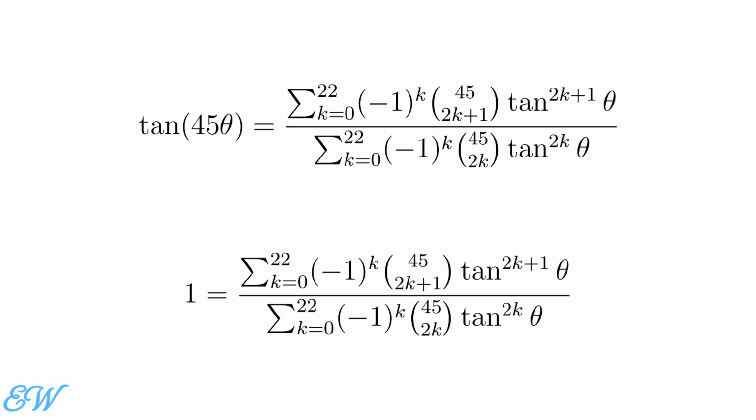Now we can use binomial theorem to rewrite tan of 45 theta. So this is what comes out. From k is equal to 0 to k is equal to 22, the function negative 1 to the power k times 45 choose 2k plus 1 times tan to the power of 2k plus 1 theta, over from k is equal to 0 to k is equal to 22 of the function negative 1 to the power k, 45 choose 2k times tan to the power 2k theta. That represents tan of 45 theta.